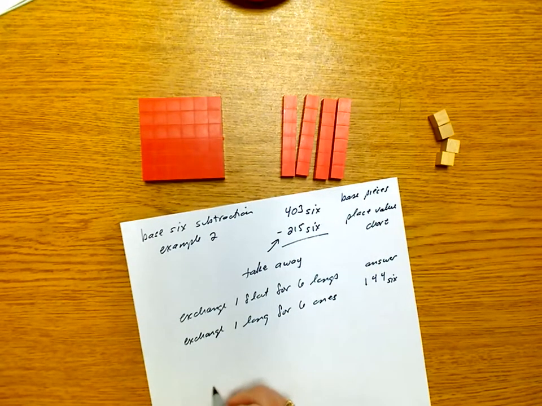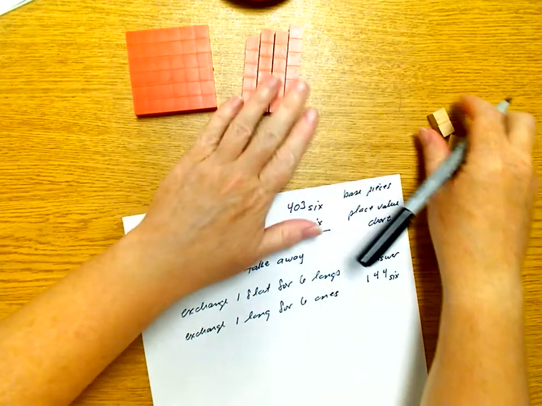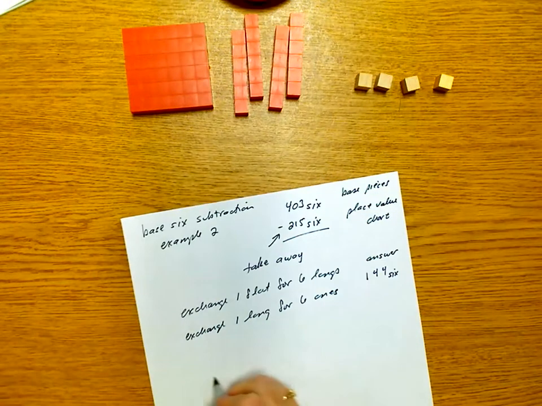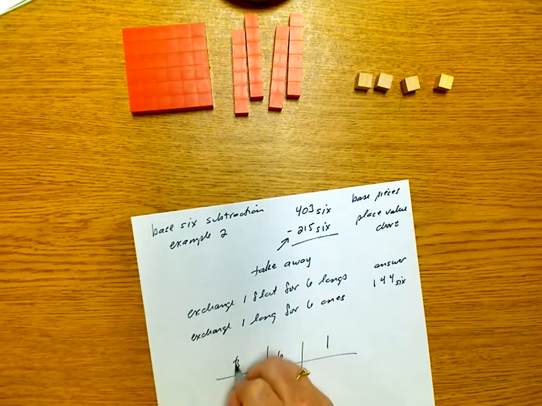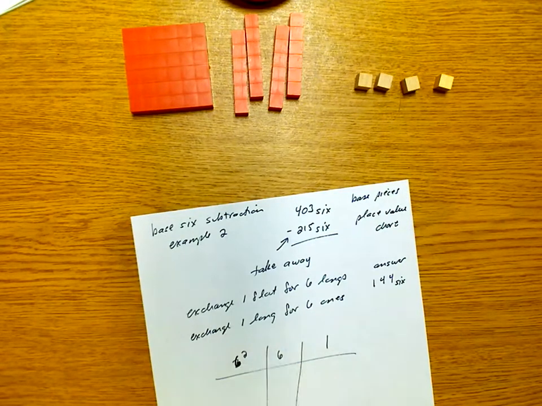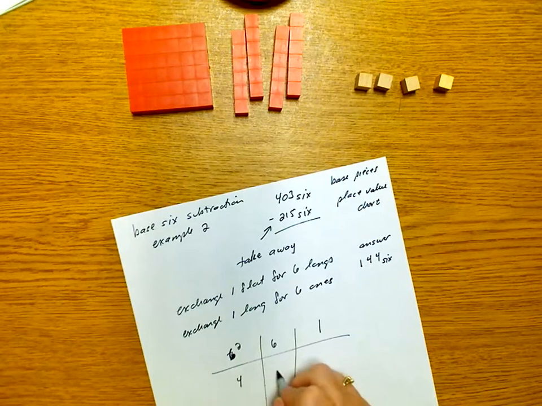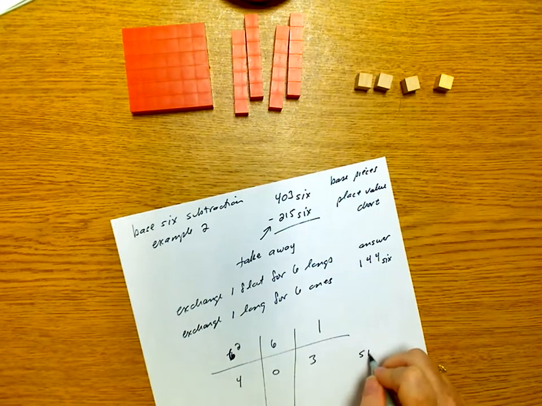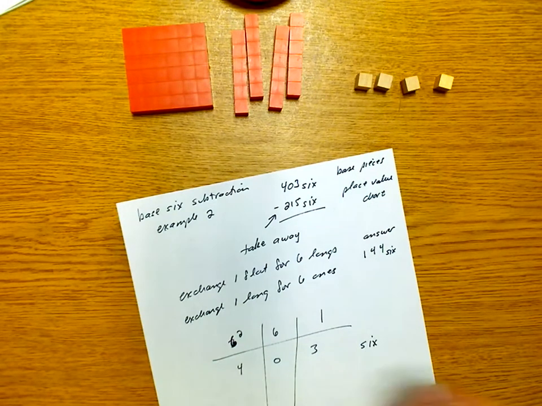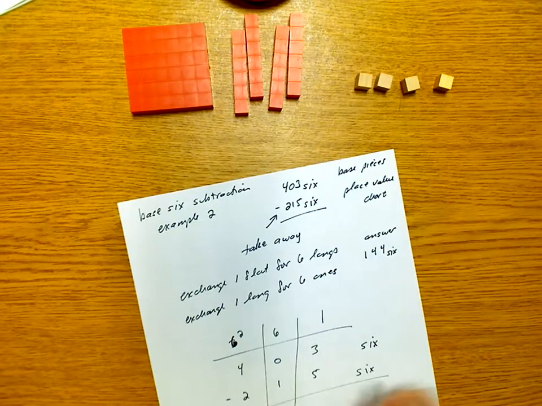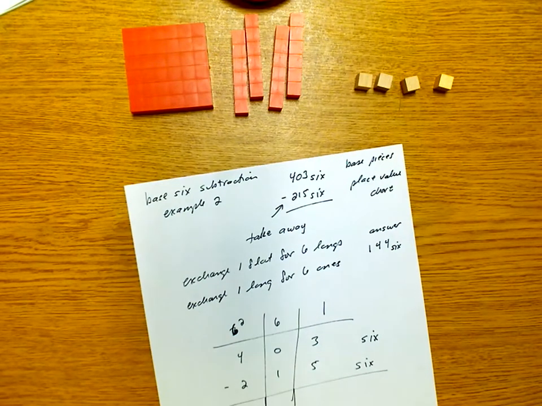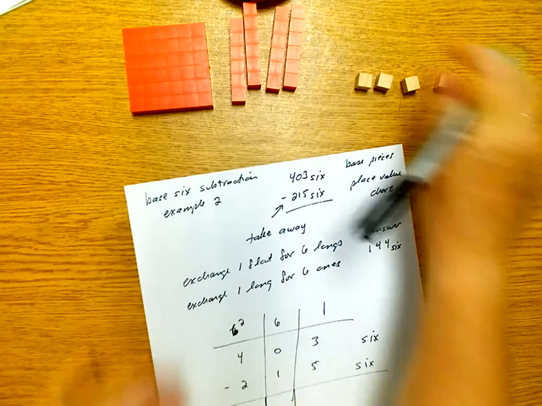All right, so let's see what happens when we do a place value chart. I am going to write down 403, writing my subscript over here where it's out of the way, but it reminds me that I'm in base 6, subtracting 215 base 6. And now we're going to do that same process, but using symbols instead of the physical objects.